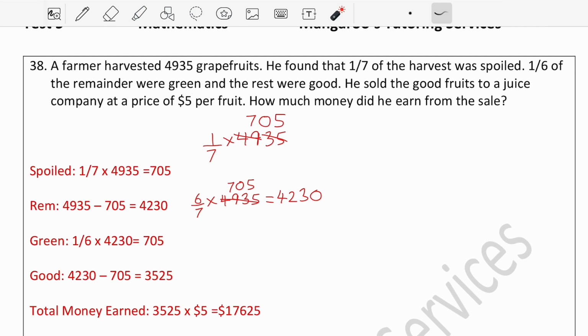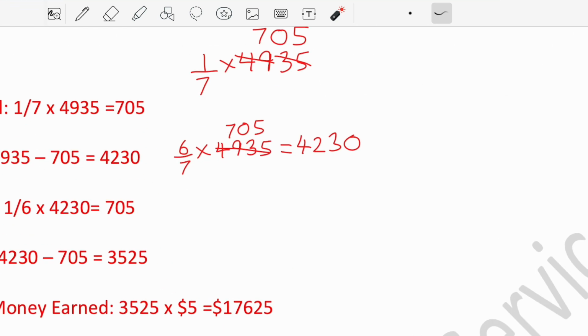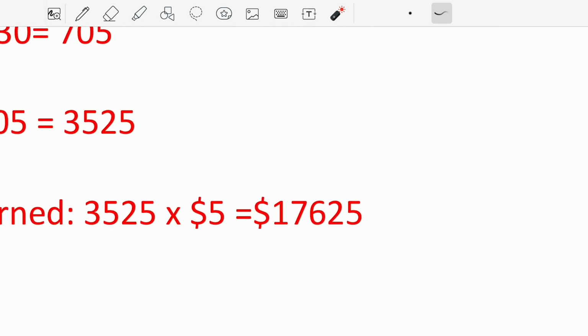He sold the good fruits to a juice company at a price of $5 per fruit. So this was good for sale, $5 each. We multiply it, we get 17,625.